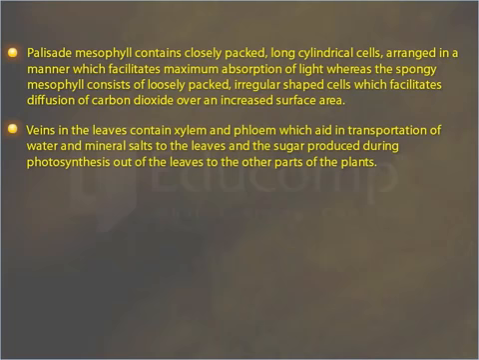Veins in the leaves contain xylem and phloem, which aid in transportation of water and mineral salts to the leaves, and the sugar produced during photosynthesis out of the leaves to the other parts of the plants. Photosynthesis takes place in chloroplast.